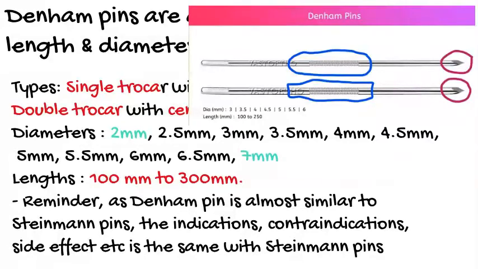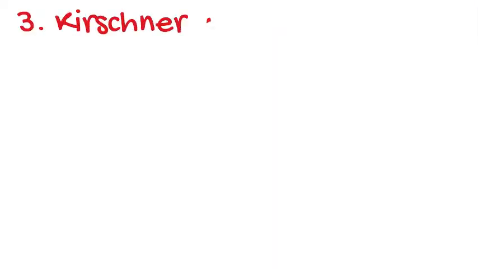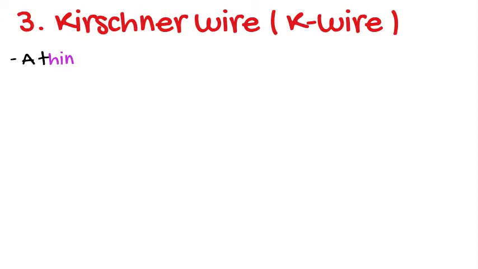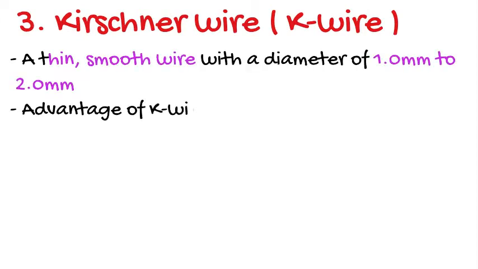Again, as a reminder, as Denham Pin is almost similar to Steinmann Pin, the indication, contraindication, the side effect, etc. is the same with the Steinmann Pin. Last of the pins are number 3, Kirschner wire, or we call it short K-wire.